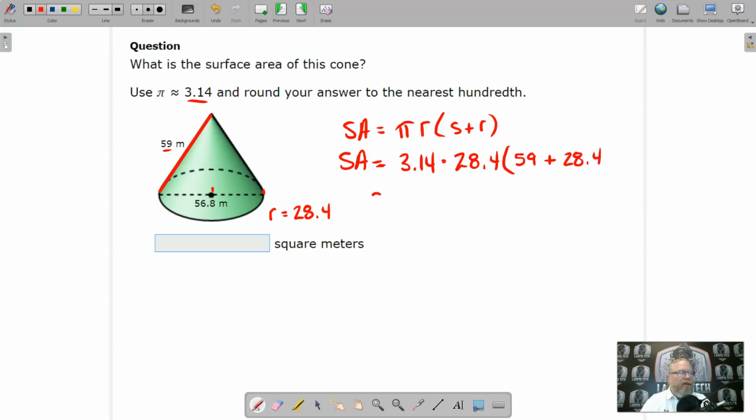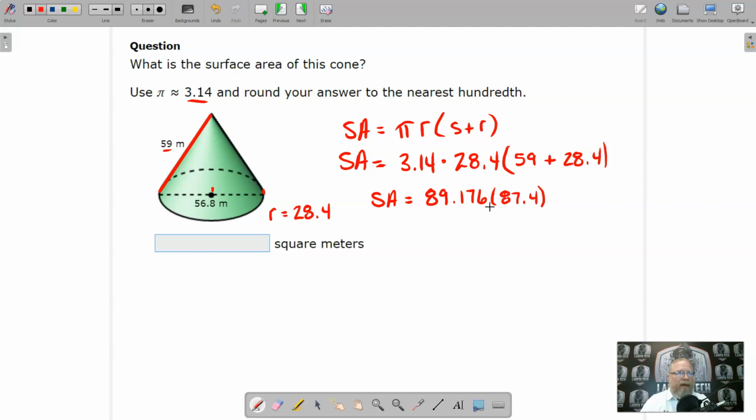28.4. So I'm going to do a couple things here in this step. Let's do the 3.14 times 28.4. 3.14, multiply that by 28.4, and I'm going to get a product of 89.176. And I'm going to multiply that times the sum of 59 plus 28.4. So 59 plus 28.4 is a sum of 87.4.